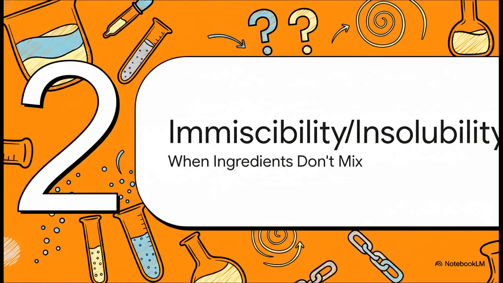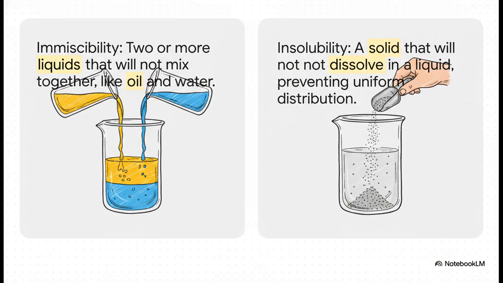Okay, let's tackle our first two troublemakers, immiscibility and insolubility. Honestly, these are probably the most common headaches you'll face when you're compounding liquids. So what's the difference? It's simple, really. Immiscibility is when two liquids won't mix. The classic example is oil and water, right? They're always going to separate. Insolubility, on the other hand, is when a solid won't dissolve in a liquid.